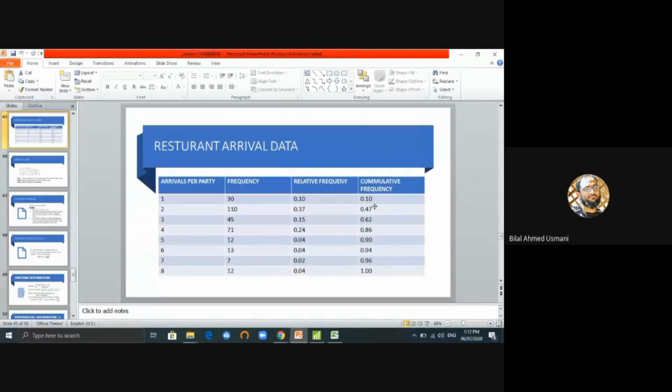So what I would do is construct these conditions for the table. If x is between 0 and 0.1, the arrival should come as 1. If x is between 0.1 and 0.7, the arrival should come as 2. If x is between 0.47 and 0.62, the arrival would come as 3, and so on and so forth.